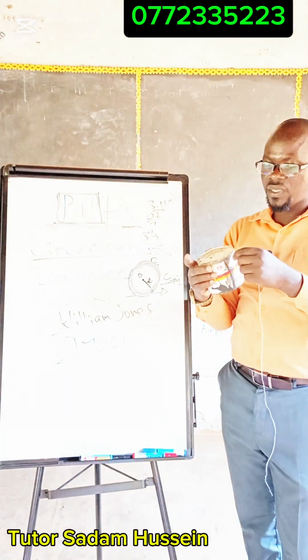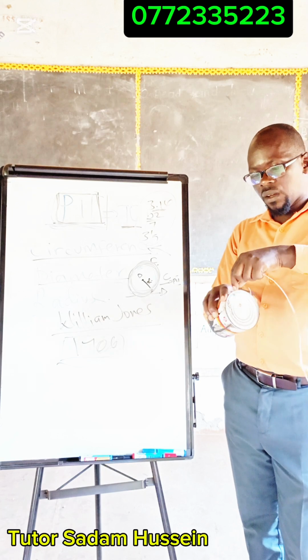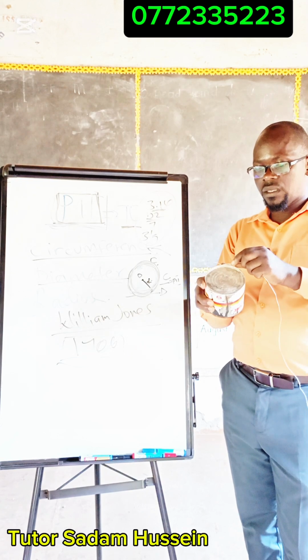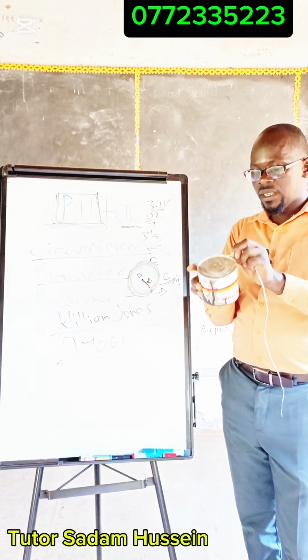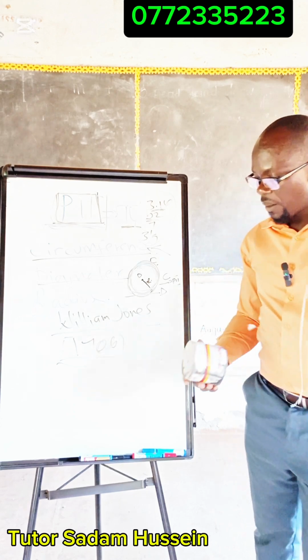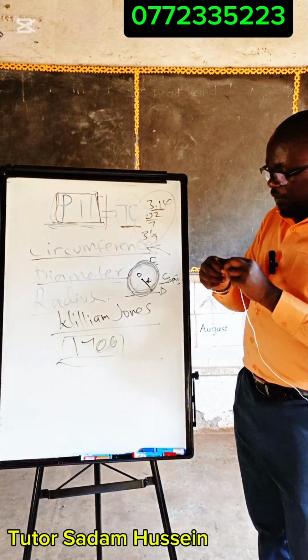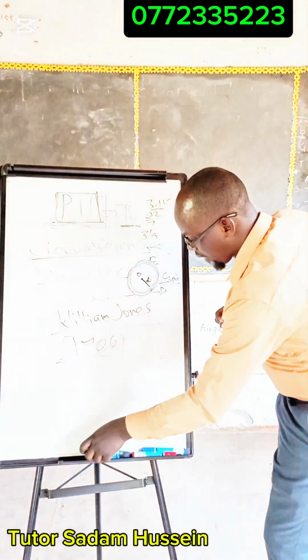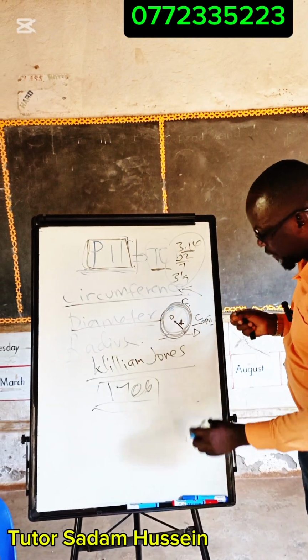Since we have said circumference is the total distance round a circular object, this is what I can do. And then this is where I have done mine. And this distance, I am very sure that what I have done, let me mark it here to allow me understand the point. This is good.